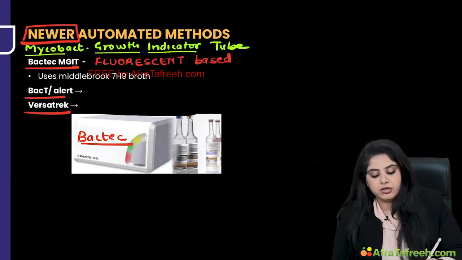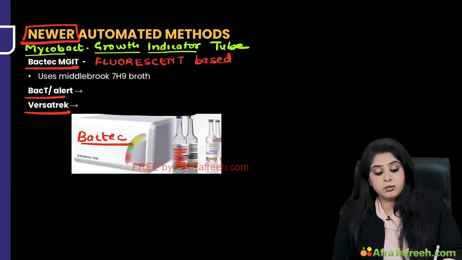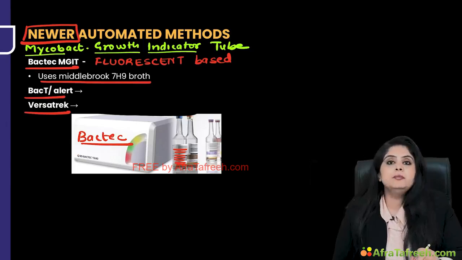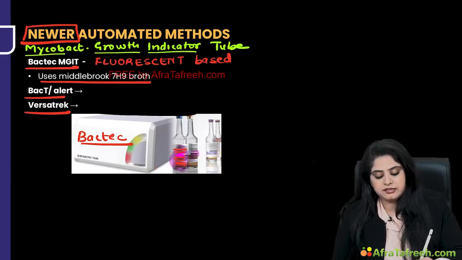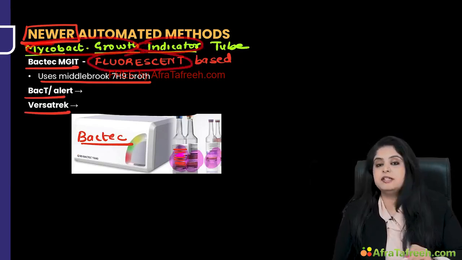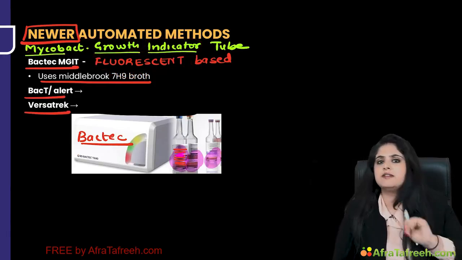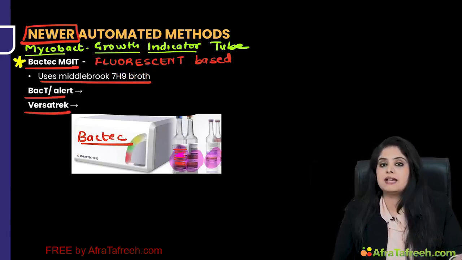And you will say that, okay, what is the culture media used? Is LJ media used here? No. There is a liquid culture media called Middlebrook 7H9 broth. Okay, so it's actually filled with a liquid like this. And in this, you are going to grow mycobacteria. When the mycobacterium has grown, what indication will come? Fluorescent indication, shining indication will come. I will get to know mycobacteria has grown. That is the indication that I get with Bactec MGIT.